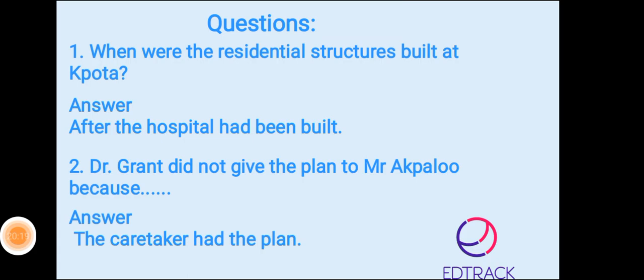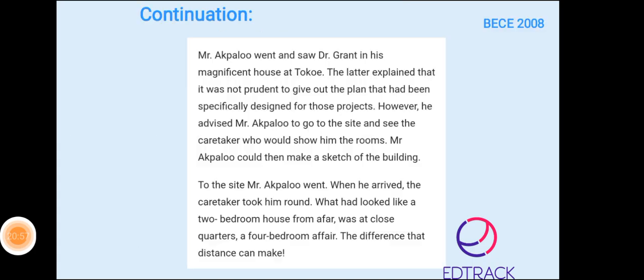Then question number two, Dr. Grant did not give the plan to Mr. Akwalu because why did Dr. Grant not give him the plan? Why? This is an inferential question. Why was it not given to him? It wasn't directly stated. So it is an inferential question, and our answer to this question from the passage that we've read is what? The caretaker had the plan.